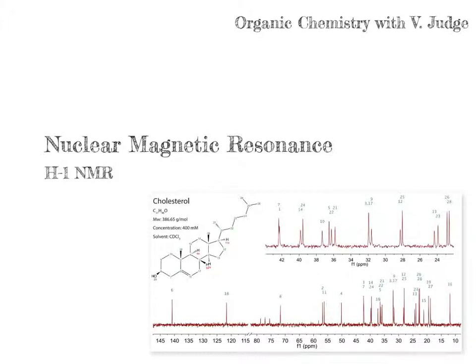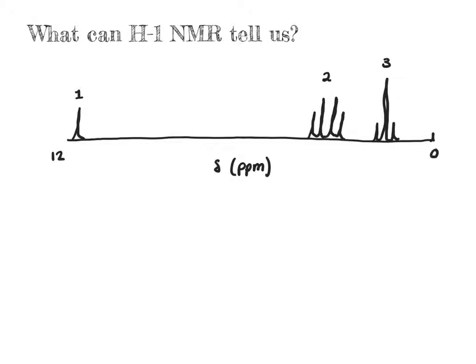Hi, this tutorial is on hydrogen 1 NMR or proton NMR. Hydrogen 1 NMR uses hydrogen nuclei, which are basically just protons, in exactly the same way as carbon 13 NMR uses carbon nuclei. Lots of the features of hydrogen 1 NMR are very similar to the features of carbon 13 NMR, but hydrogen 1 NMR is a bit more useful. It's more sensitive and it gives us a little bit more detail in the peaks.